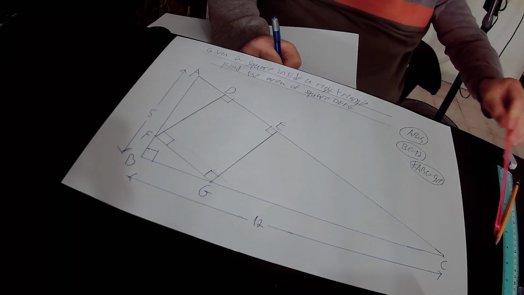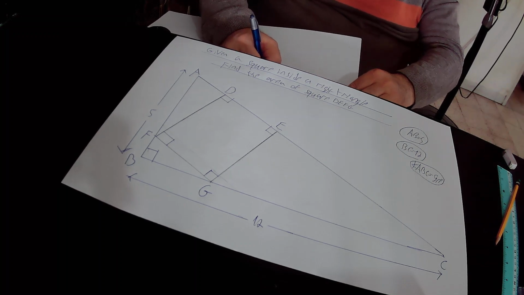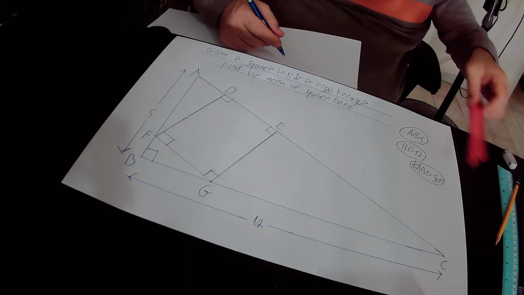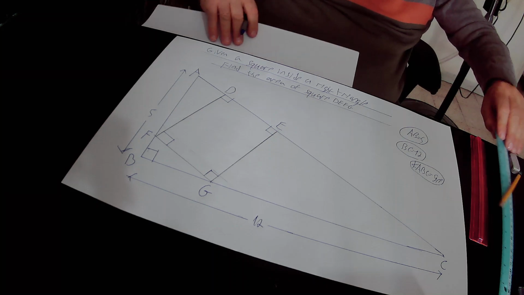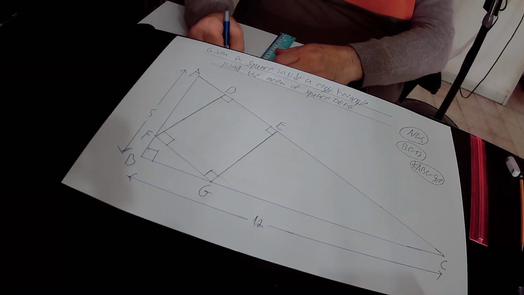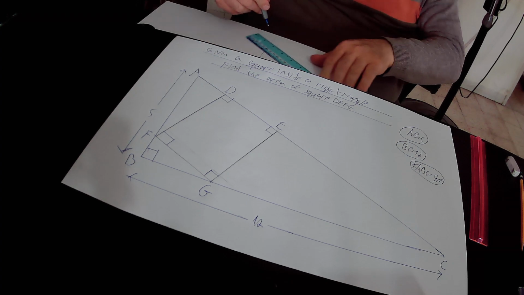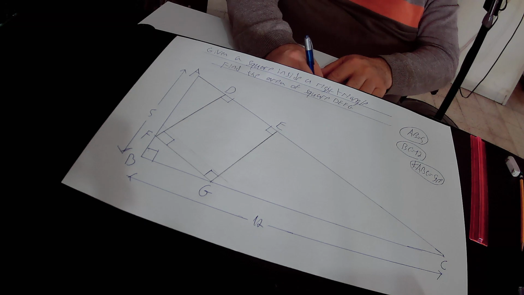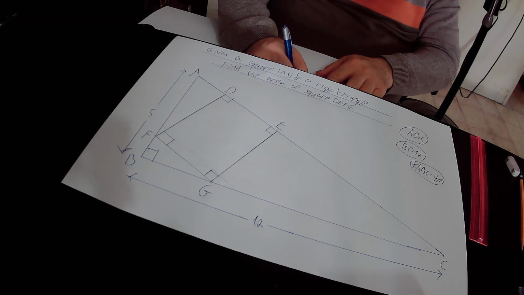According to the Pythagoras theorem, in any right triangle, the square of the hypotenuse equals the sum of the squares of the perpendiculars. The hypotenuse of the right triangle ABC is AC, therefore the square of the hypotenuse is AC square. So AC square must be equal to AB square plus BC square.